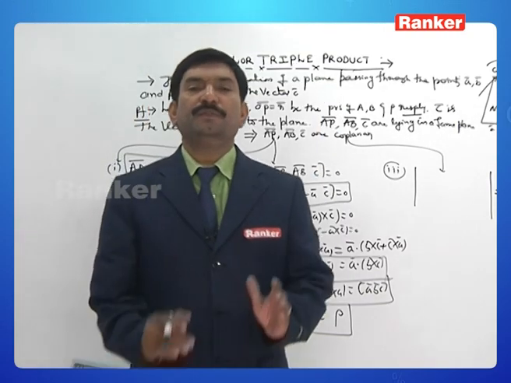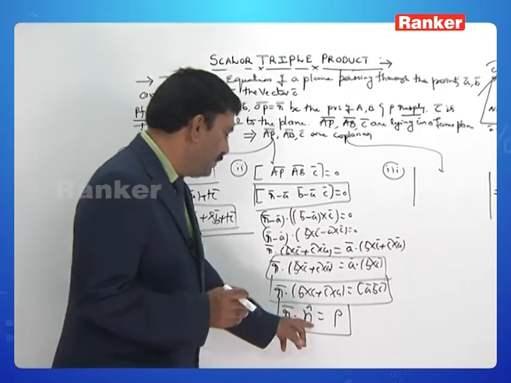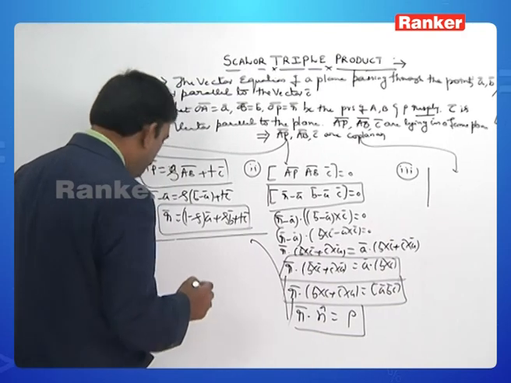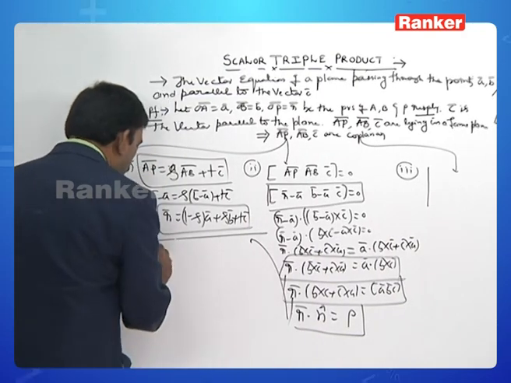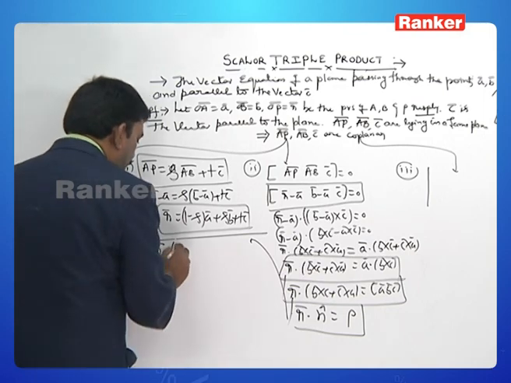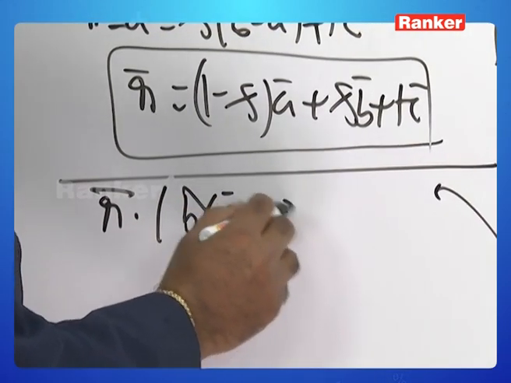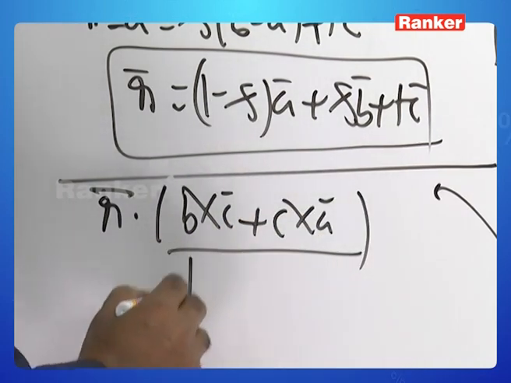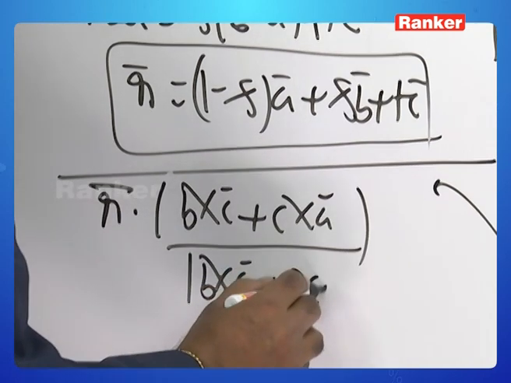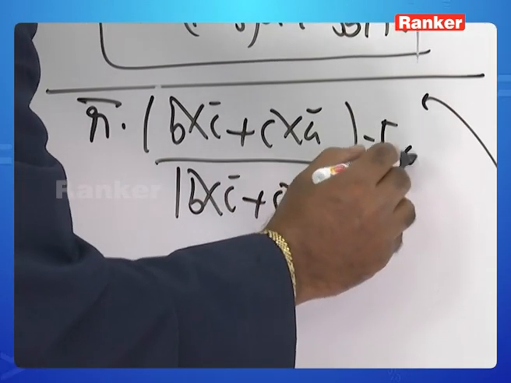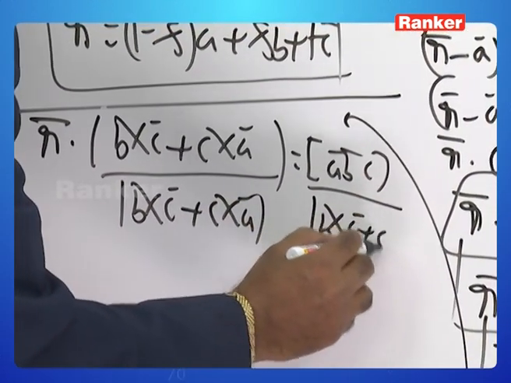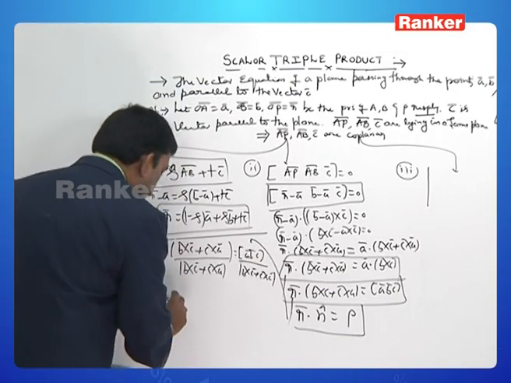So therefore, I want to convert it. This is in the form of, so therefore, I go to here, right? I transfer to this one: R bar dot of B bar cross C bar cross A bar whole divided by, it's a real number, modulus of B cross C plus C cross A, is equal to box of A, B, C whole divided by modulus of B cross C plus C cross A. So therefore, what is P?